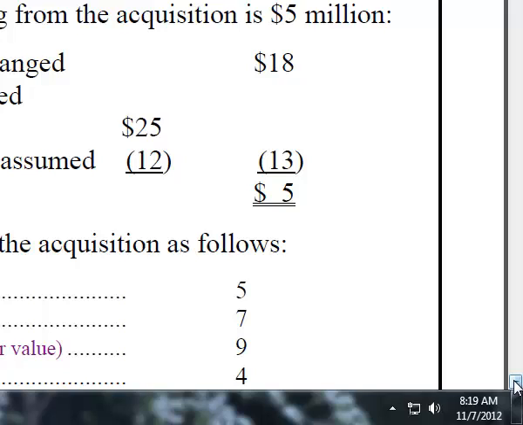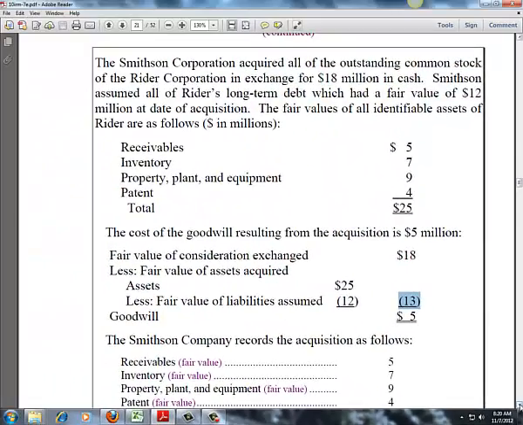Smithson assumed all of Ryder's long-term debt, which had a fair value of $12 million, and it also had identifiable assets that are listed below: receivables, inventory, property, plant and equipment, and patents. The total fair value of the identifiable assets is $25 million, and I'm going to subtract from that the fair value of the liabilities. So the net is $13 million. And since the acquisition cost was $18 million, I'm going to have goodwill of $5 million as a result of this acquisition.